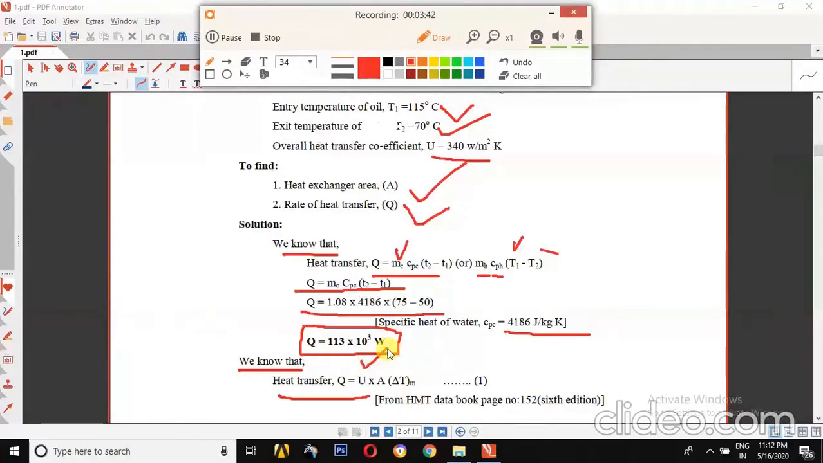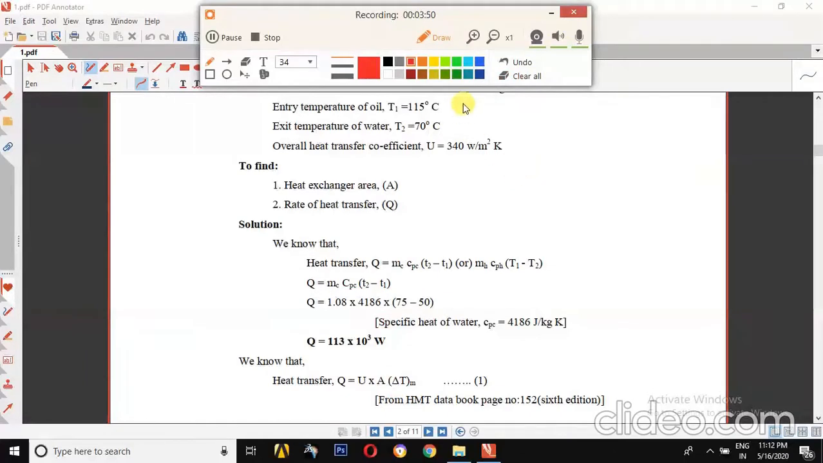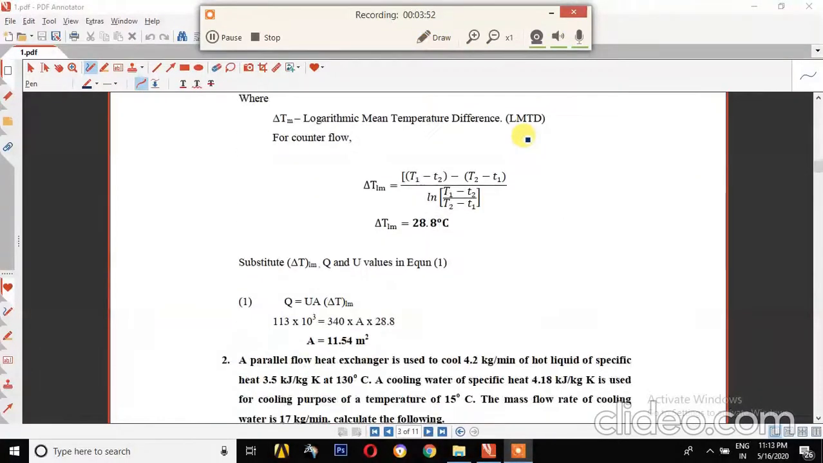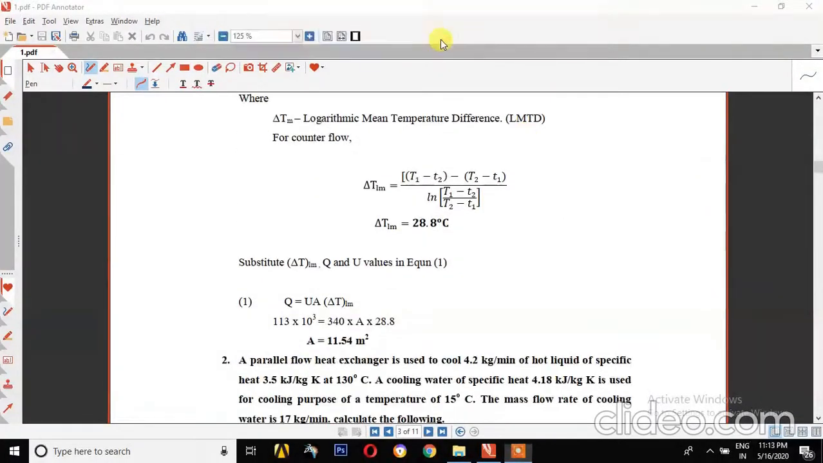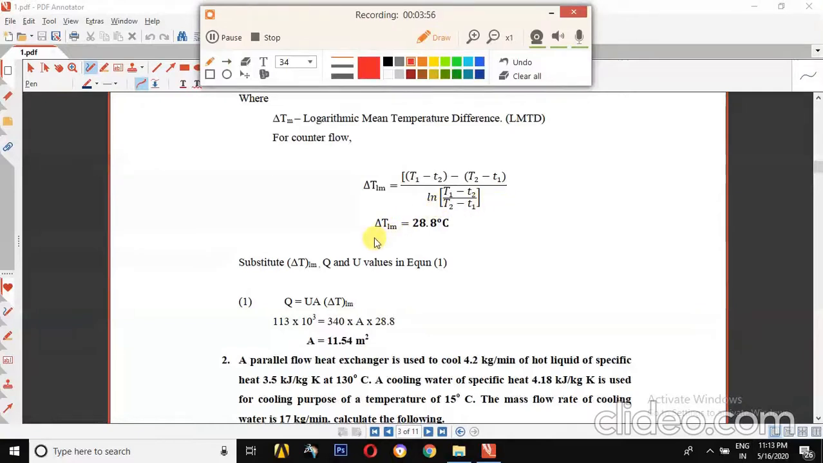We know that heat transfer Q equal to U A LMTD. U is overall heat transfer coefficient, A is surface area, and LMTD is the log mean temperature difference. Therefore, LMTD equal to 28.8 degrees Celsius.